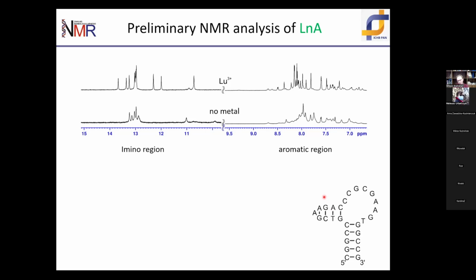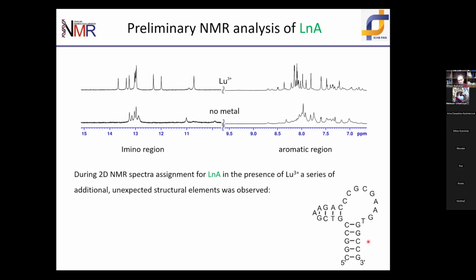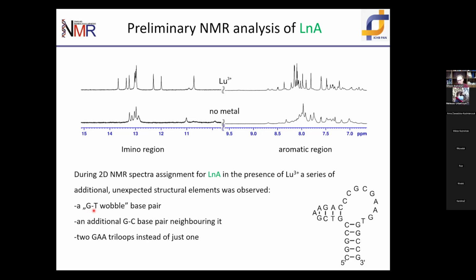Of course, to assign the spectra, we needed to do a 2D analysis, then extract the restraints and so on. But even without calculating the structure, just upon the assignment of resonances, we were able to say that the secondary structure of this aptamer is more complicated than what you can see here. Namely, during the assignment of 2D spectra in the presence of lutetium, we observed additional structural elements that were not predicted originally. We've seen a so-called wobble GT base pair, a pair between guanosine and thymidine. Next to it, an additional GC base pair that was not in the original secondary structure. And I told you that the GAA tri-loop has a very specific NMR signature, and we were very surprised that we saw it in the spectra twice instead of just once. We introduced this GAA loop, but actually we've seen two GAA loops.